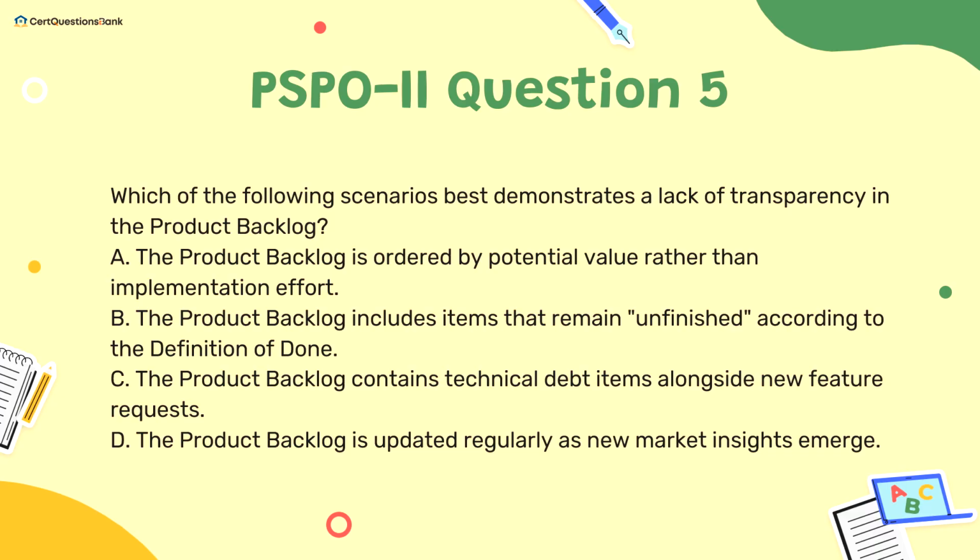Which of the following scenarios best demonstrates a lack of transparency in the product backlog? A. The product backlog is ordered by potential value rather than implementation effort. B. The product backlog includes items that remain unfinished, according to the definition of done. C. The product backlog contains technical debt items alongside new feature requests. D. The product backlog is updated regularly as new market insights emerge.